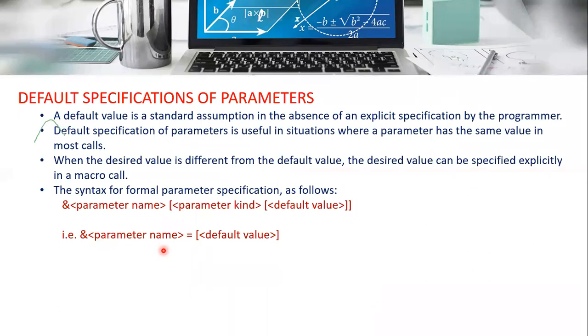When we consider the actual parameter definition, if we pass new value, then we can mention this new value at the time of macro call. If you want to use default value, then there is no need to pass this default value to the actual parameter. Okay, now we can consider the basic example for this type of parameters.